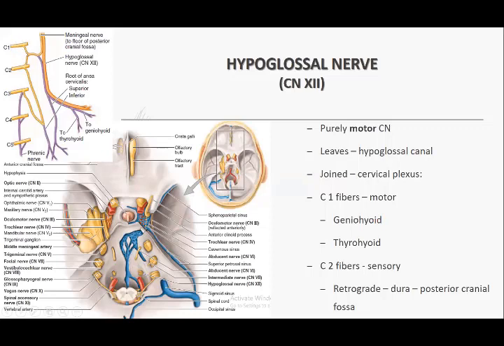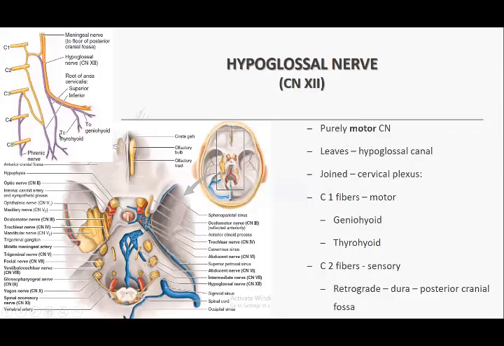cervical nerve fibers. You just saw C1 running in the suboccipital triangle, and that is right at the base of the skull. So these C1 fibers join it. This orange or brown is the hypoglossal nerve, and the yellow fibers are the fibers of C1. Part of these C1 fibers are motor fibers that go and supply the geniohyoid and thyrohyoid. They supply these two muscles.